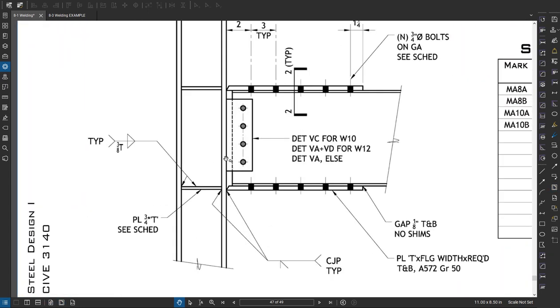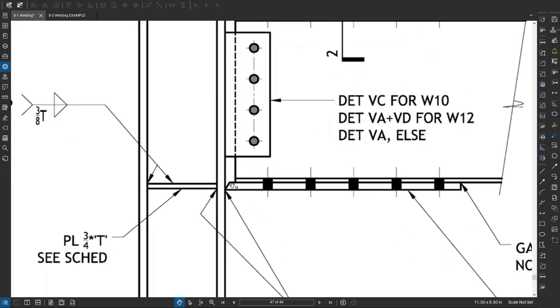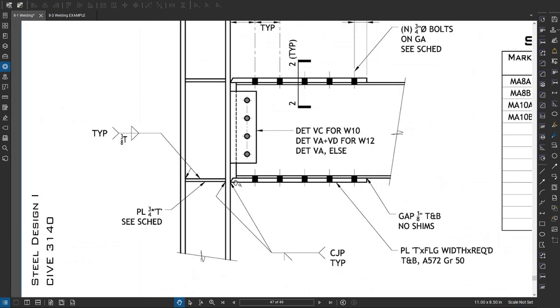So in this case, I've called out a full pen weld, and I've shown the joint prep on the drawing. Usually you don't need to do that. I like to just call it out as that symbol and then allow the shop to decide how they're going to make that full pen joint based on their shop practice.